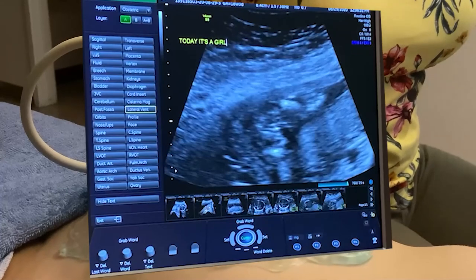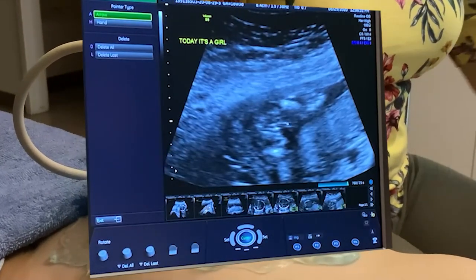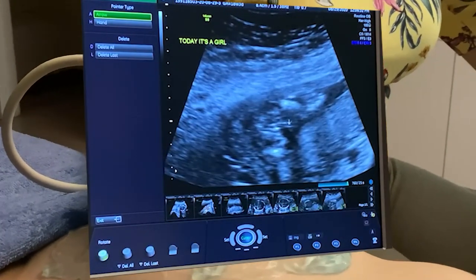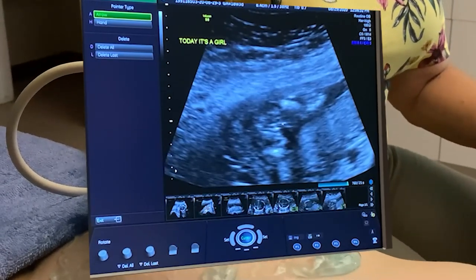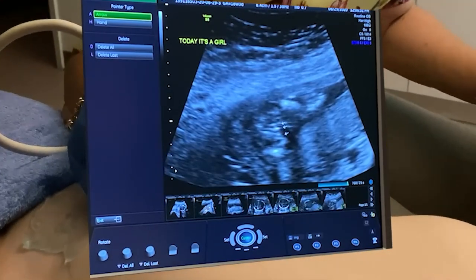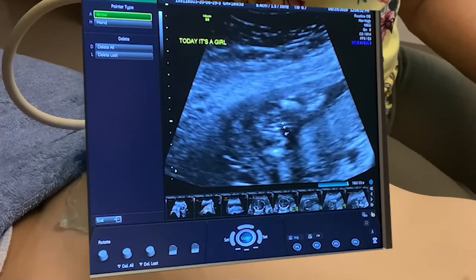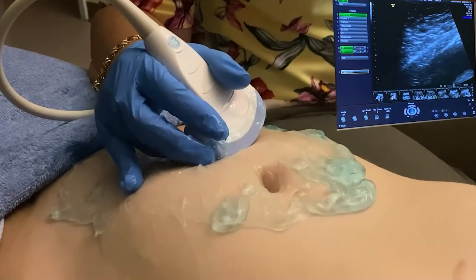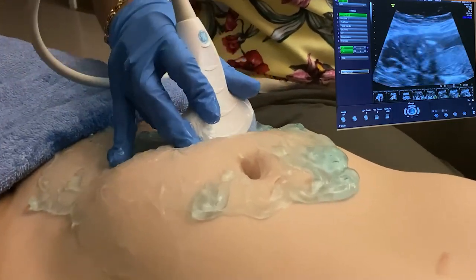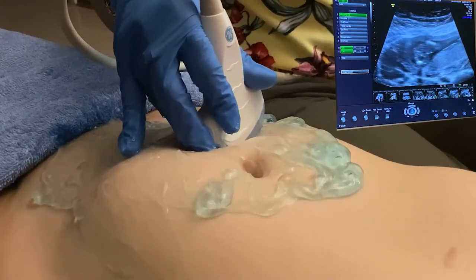And I usually write something like, today it's a girl, because tomorrow, you know, it might grow a penis. And these white lines is what we're looking at. One, two, three. So it's the labia, the external vulva is what we're looking at, and it's the labia and the clitoris that we're seeing. And you just keep looking.